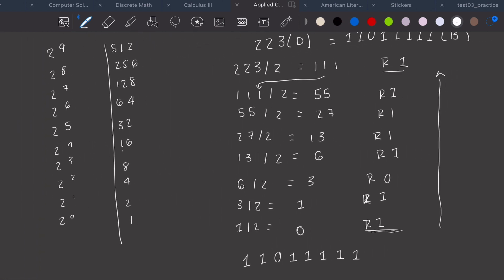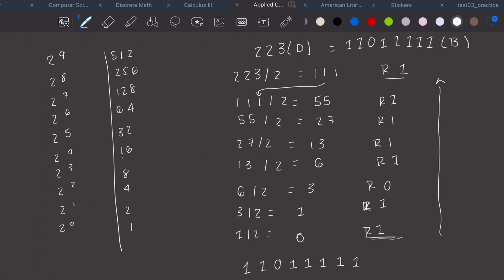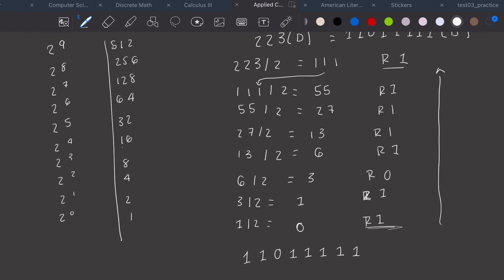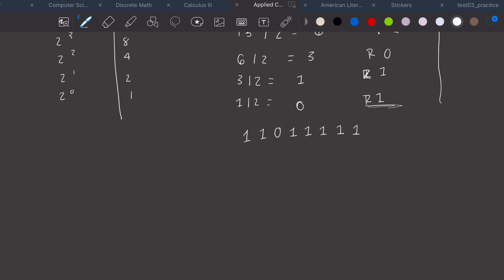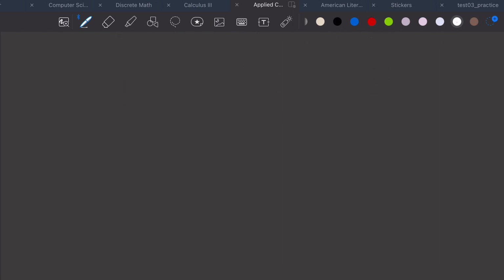So for the next example, I will convert from binary to decimal. I'm going to be using the same powers of 2 chart, but to make it a little bit easier, I'm going to rewrite the powers of 2 table horizontally. So I'm going to write 512, 256, 128, 64, 32, 16, 8, 4, 2, and then 1.